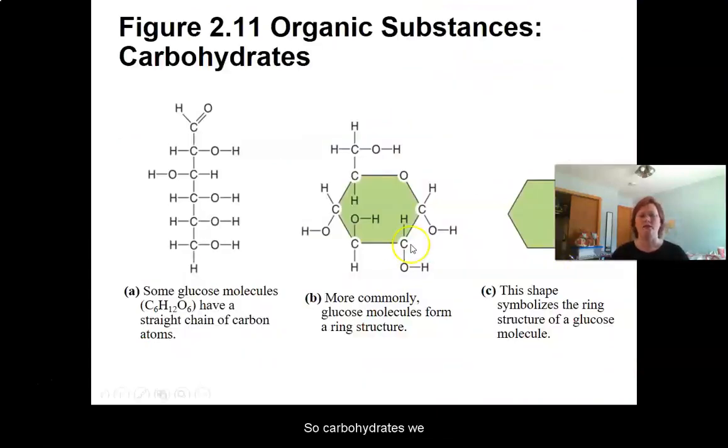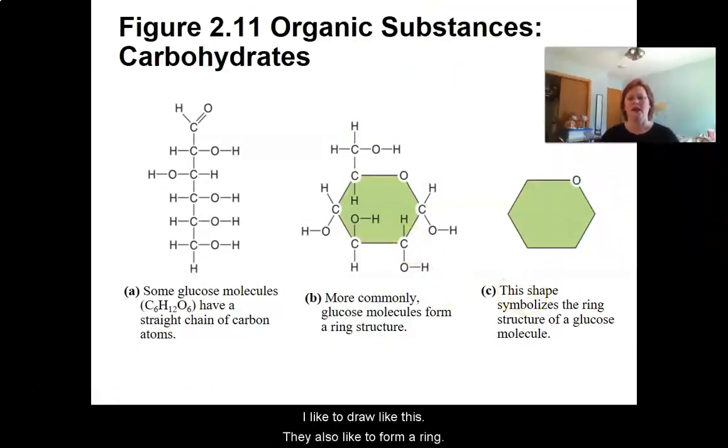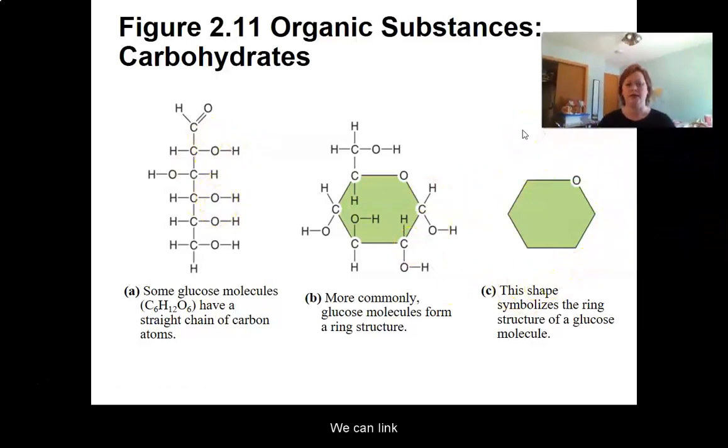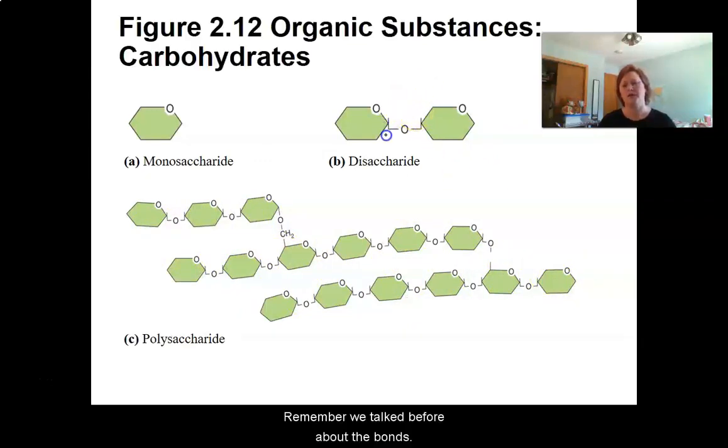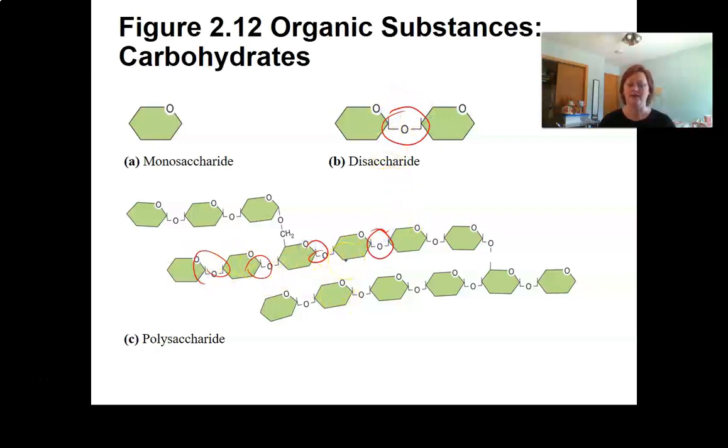So carbohydrates we kind of like to draw like this, but they also like to form rings. We can link those rings together to make big long chains called polysaccharides. Remember we talked before about the bonds? Bonds are like pixie sticks. The more bonds I have, the more pixie sticks, the more energy I get.